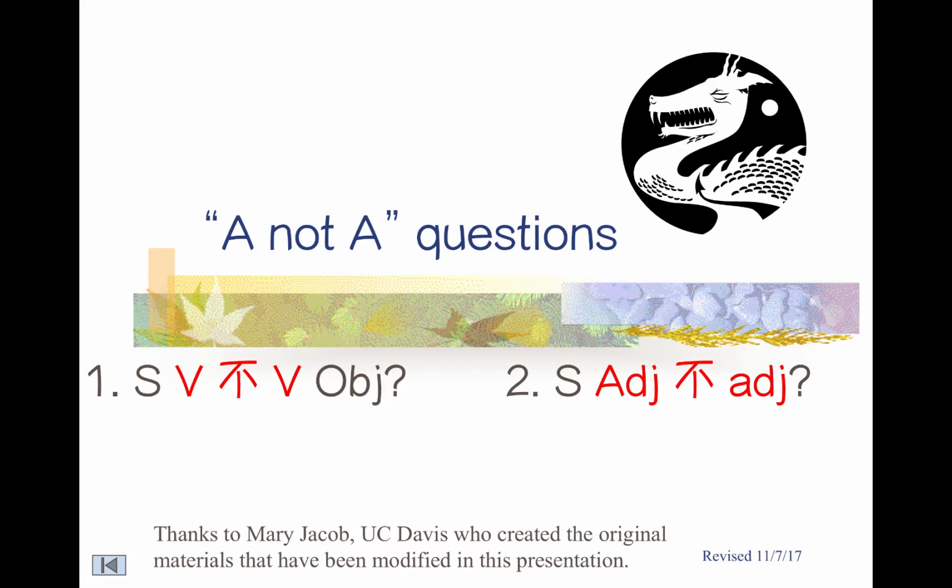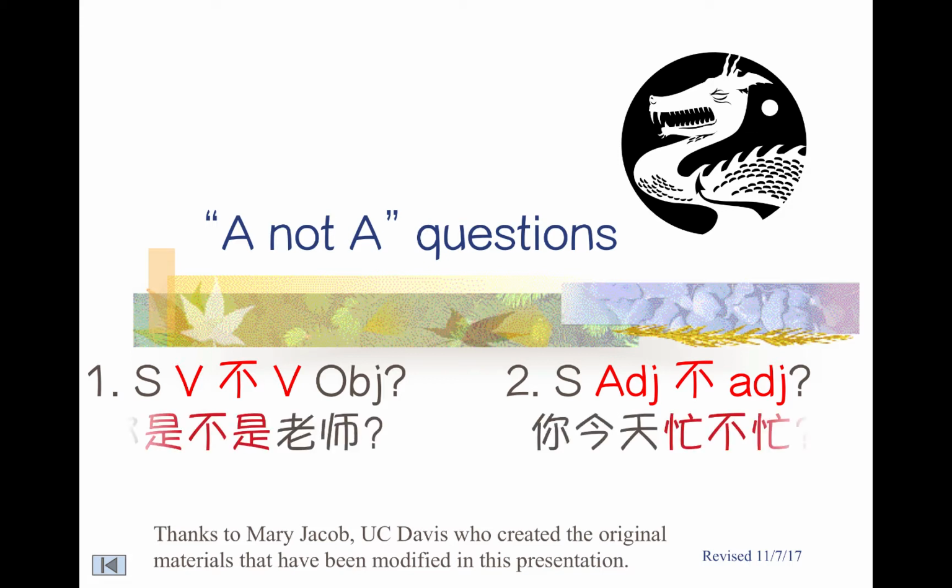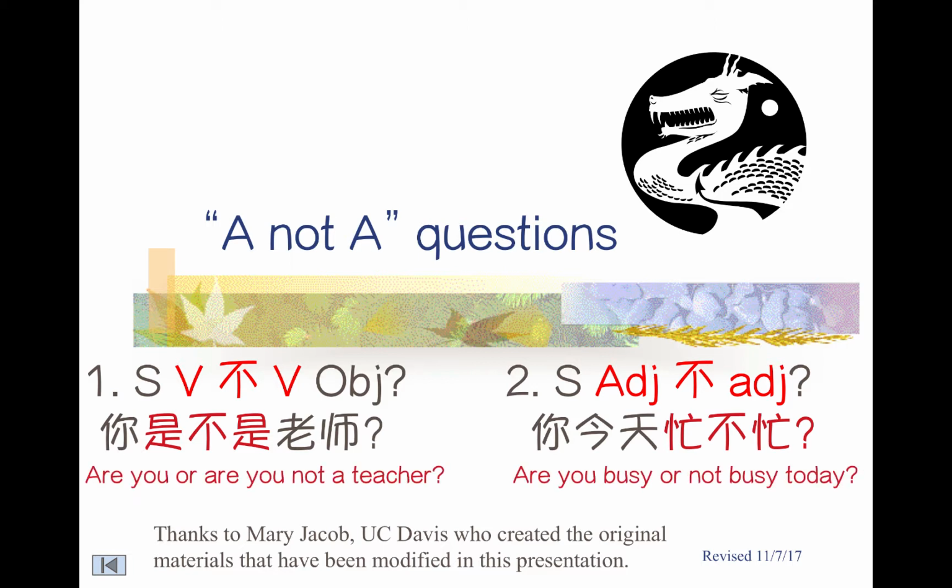Notice that in Chinese there is no verb between the subject and the adjective. That's because the adjective in many cases functions as both the verb and the adjective. So, 你好吗? The 好 means is good, are good, not just good. An example of the first word order would be 你是不是老师? An example of the second, 你今天忙不忙?